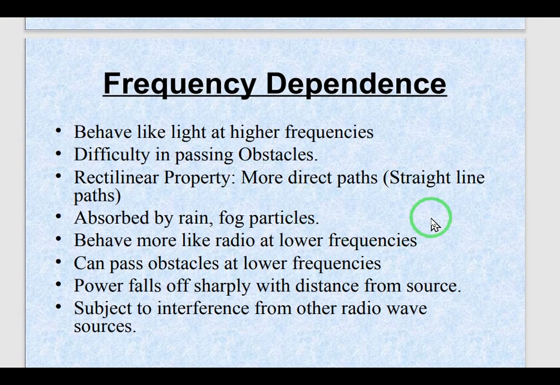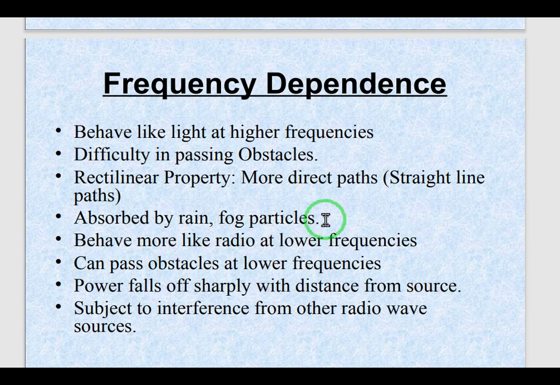There are various frequency dependencies that can affect the efficiency of the propagation of electromagnetic waves or radio waves. They can behave like light at higher frequencies. There is difficulty in passing obstacles; if the frequency is less, the signal cannot pass the obstacle. Rectilinear property means a more direct path. The efficiency will be greater if the signal is transmitted directly to the receiver without any obstacles. Waves are absorbed by rain and fog particles.